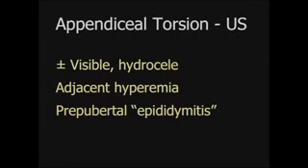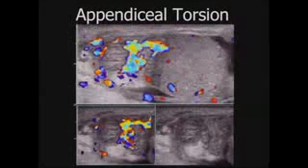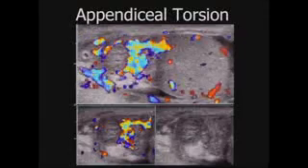There's a lot of hyperemia, and a lot of these kids end up being called epididymitis. And while that's true, it is inflammation of the epididymis and surrounding structures. It's not the typical epididymitis that we think about in postpubertal and adult patients.